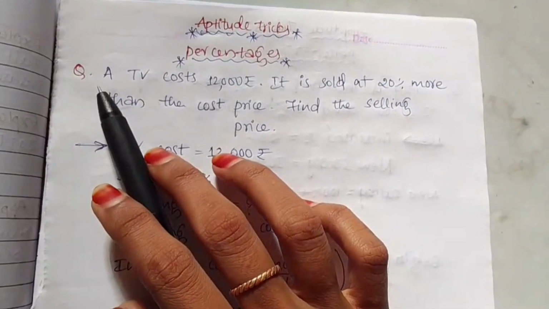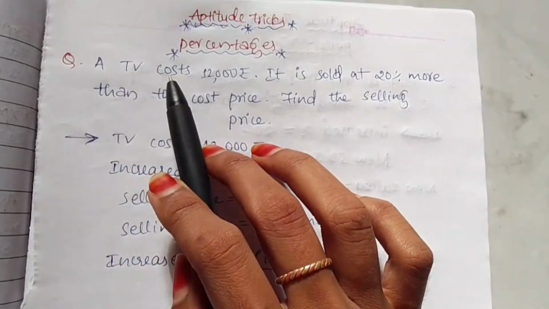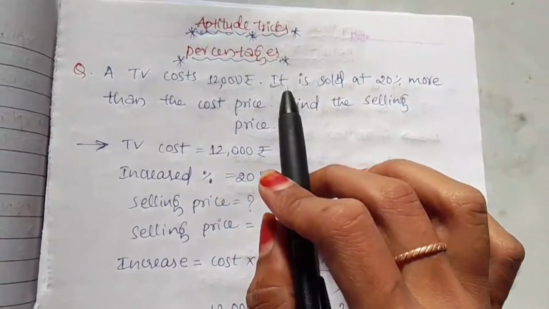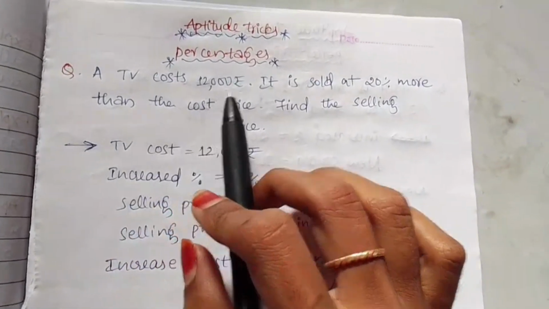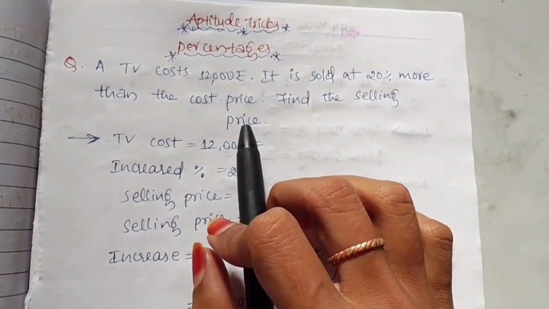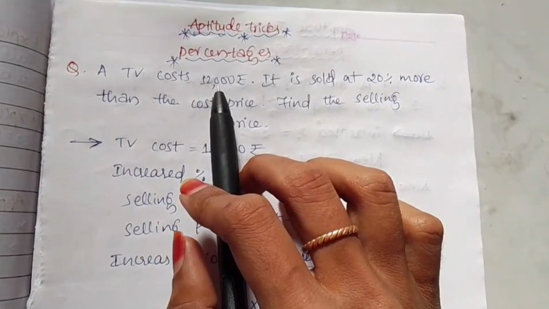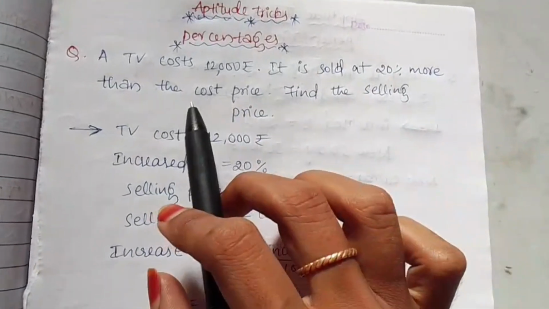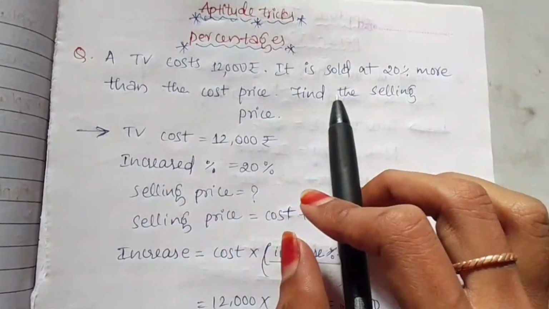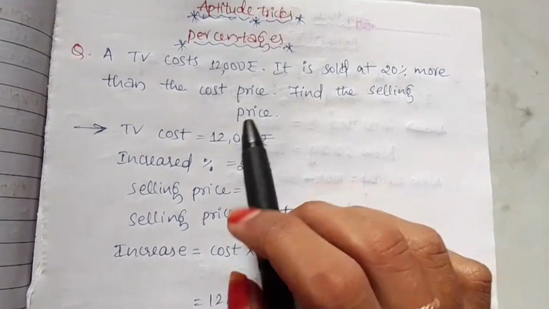Let us start with an example. A TV costs 12,000 and it is sold at 20% more than the cost price. Find the selling price. Here the cost is 12,000 and it is sold at 20% more than the cost price. We have to find the selling price of that.